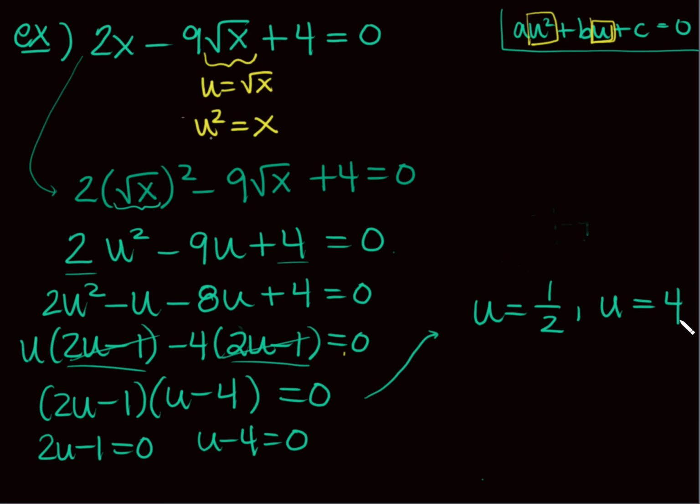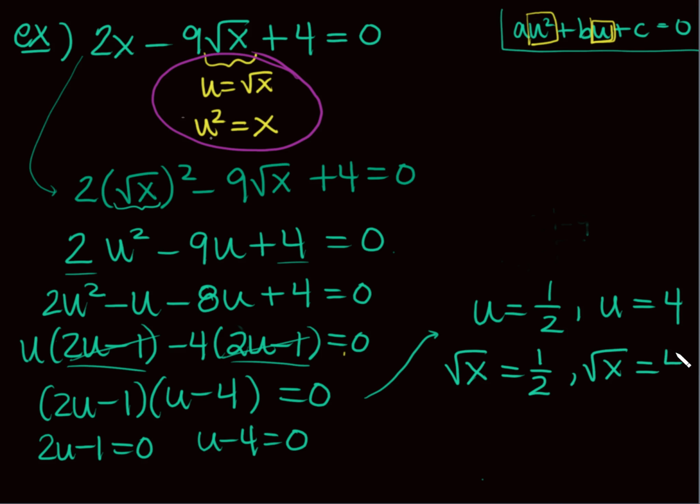But remember, I didn't start off with u. I started off with x. So I'm going to come back to where my initial substitution was. And then I'm going to say, okay, the square root of x then equals 1/2. Remember, that square root's already there, so I do not need a plus or a minus, you guys. That square root has already been given to me. Remember, the only time I bring in a plus or a minus is when I bring in a square root that was not there originally.